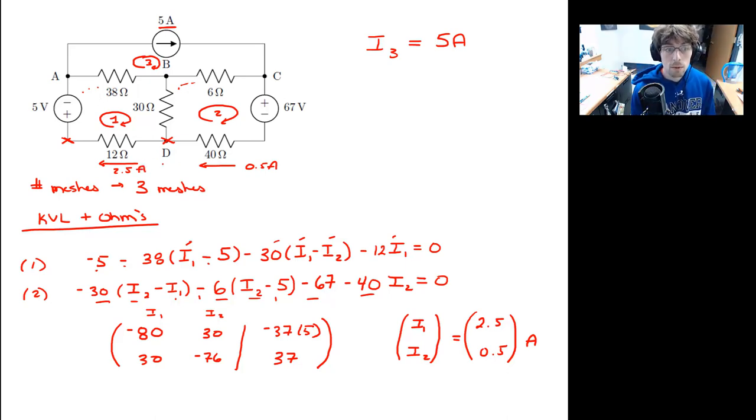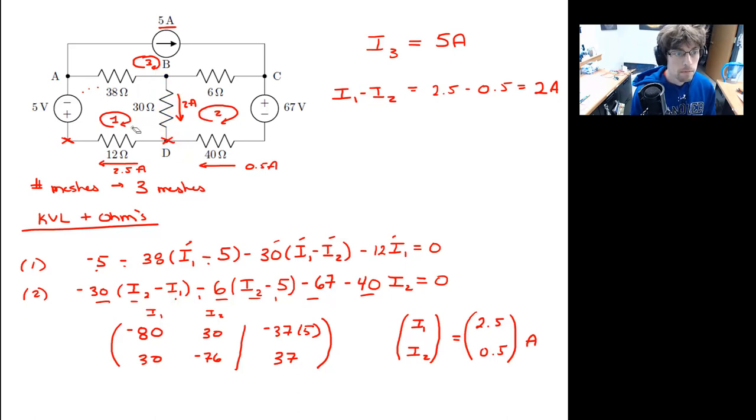And in fact, you can tell already, based on charge conservation, what the current must be through the 30 ohm resistor. Let's go ahead and find it. We'll do it with the mesh currents, but you already know what it should be. So through the 30 ohm resistor, it should be I1 minus I2. And if this ends up being positive, the current should be going in the direction of I1. And as you can see, 2.5 minus 0.5, we get 2 amps. So there should be 2 amps flowing down through that 30 ohm resistor.